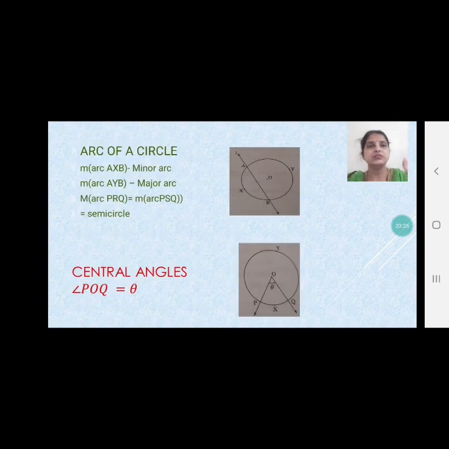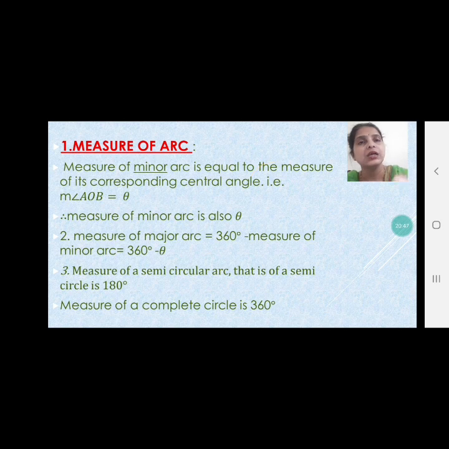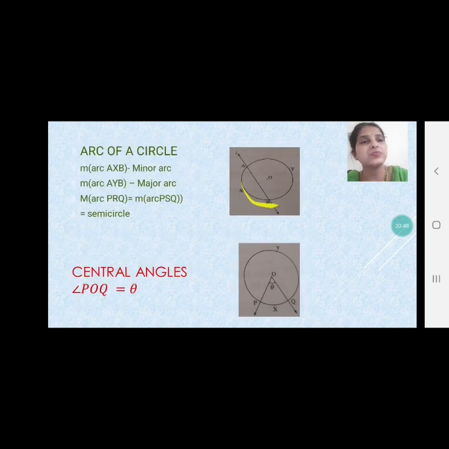After this is arc of a circle, the next topic that we are going to start. Now here, if a circle is intersected by a secant, that secant divides the circle into two arcs. The circumference is divided into two arcs. So your secant AB is dividing this whole circle into two arcs, that is arc AXB and arc AYB.